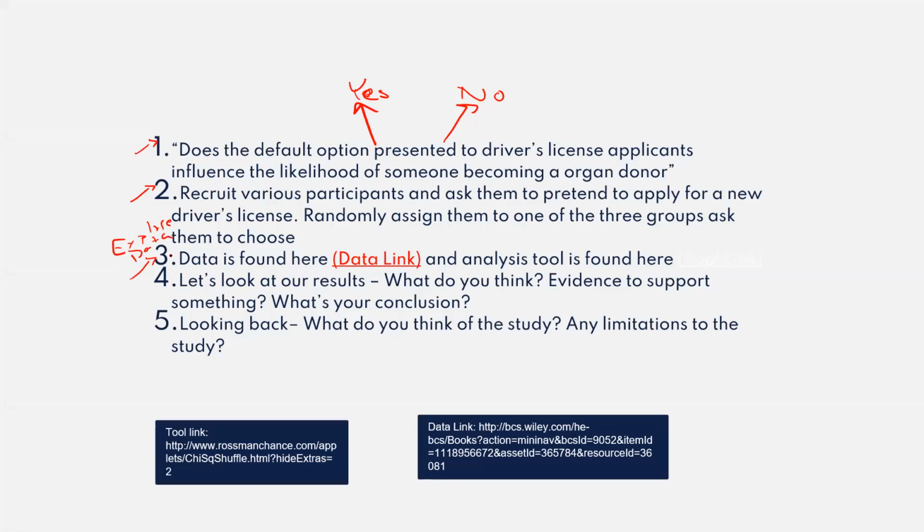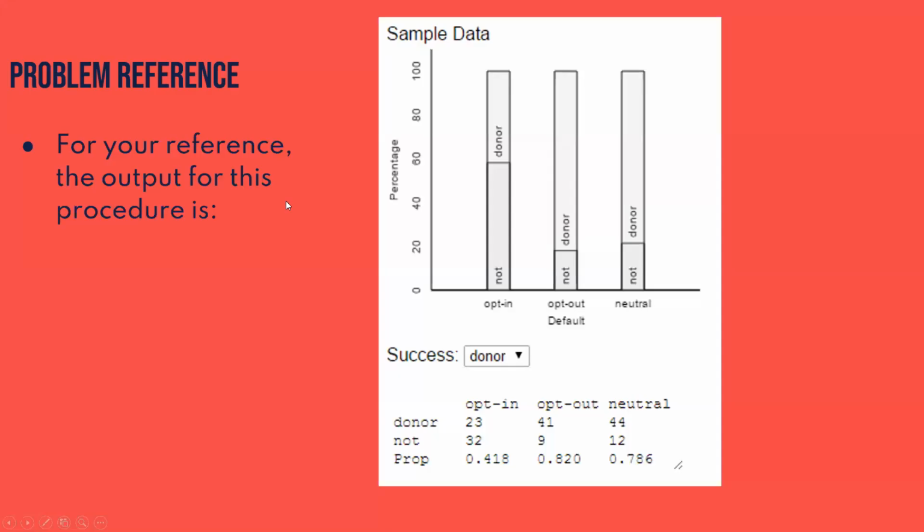Step 3, this is where you explore the data. What I want to show you is what they did and how they summarized the data. What I have here is the results of the study. Here are your 3 groups. This is the opt-in group. This is the New York group. This is the opt-out group. Remember, I don't know exactly how many people or what states did that. And this was the neutral group, like New Jersey. This chart is called a cumulative frequency bar chart.